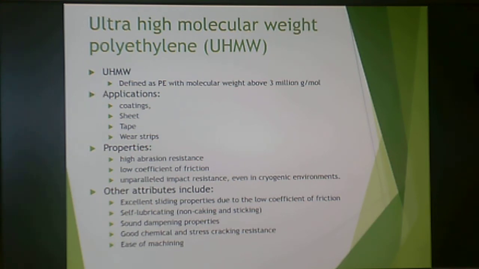Another type of polyethylene is ultra-high molecular weight polyethylene. This is defined as polyethylene with a molecular weight above 3 million grams per mole. So if it is below 3 million, it is not ultra-high molecular weight. If it is above 3 million, it is ultra-high molecular weight. This is for coatings, sheet, tape, or wear strips. So something that needs to have high abrasion resistance and a low coefficient of friction. So that's why this was developed.